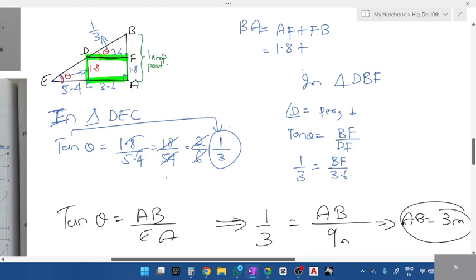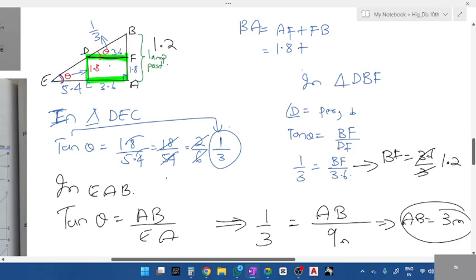Right? So you can take any triangle. Look, even through this triangle EAB, the entire thing is 3 meters. Now from triangle DBF, students, if I want to find the BF value, it would be 3.6 divided by 3. That is 1.2. So how much is 1.2 plus 1.8? Even that is giving 3, right?